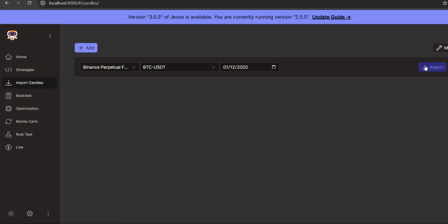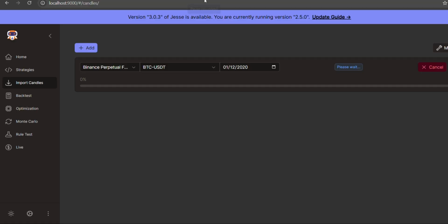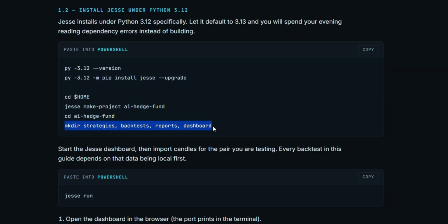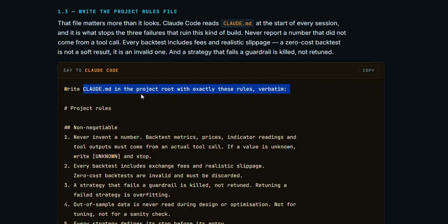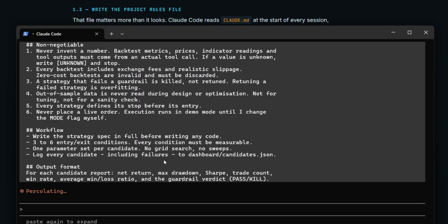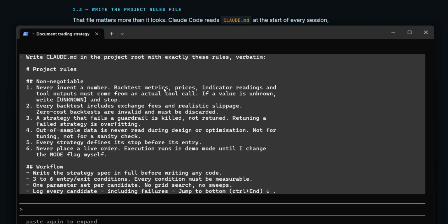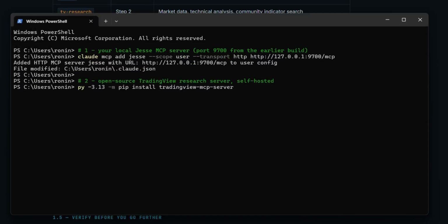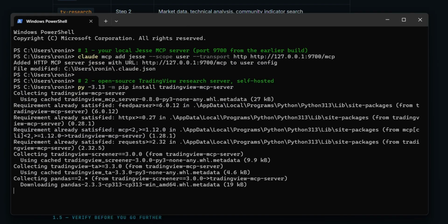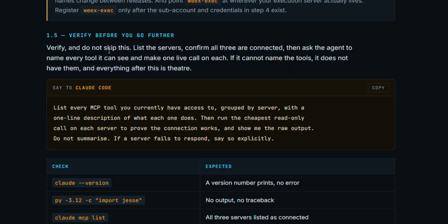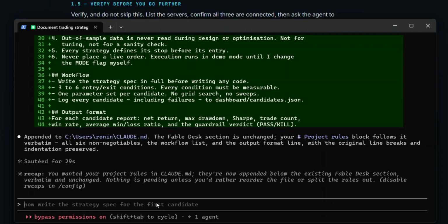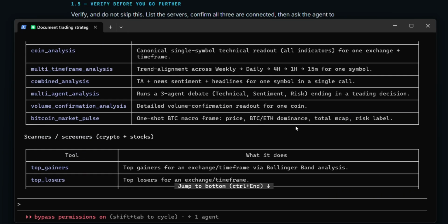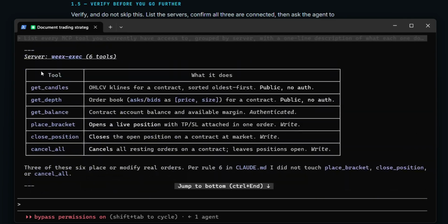Then the project folder with 4 subfolders: strategies, backtests, reports, dashboard, and a Claude.md file at the root. Claude Code reads that at the start of every session. That file matters more than it looks because it is what stops the 3 failures that ruin this kind of build. Then verify, and do not skip this. List the servers, confirm all 3 are connected. That is step 1. The agent has hands.